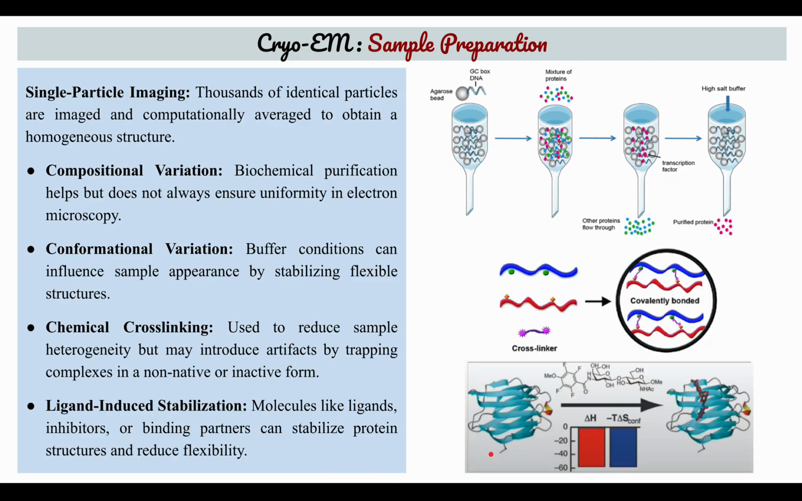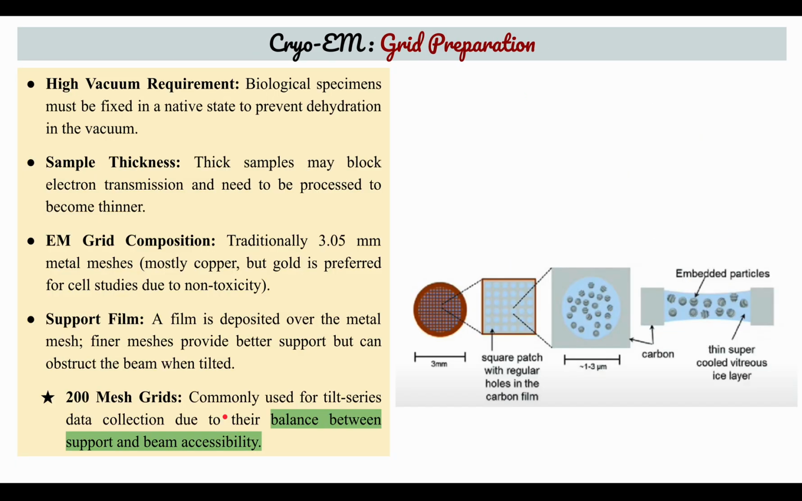So as you can see here, that stabilizer will stabilize the structure in one particular orientation, and it does not allow it to move very flexibly, but still maintains a proper working structure, or a native structure, of that particular protein. So for that reason, these are the stabilizations which we can perform. So this was all about the sample preparation.